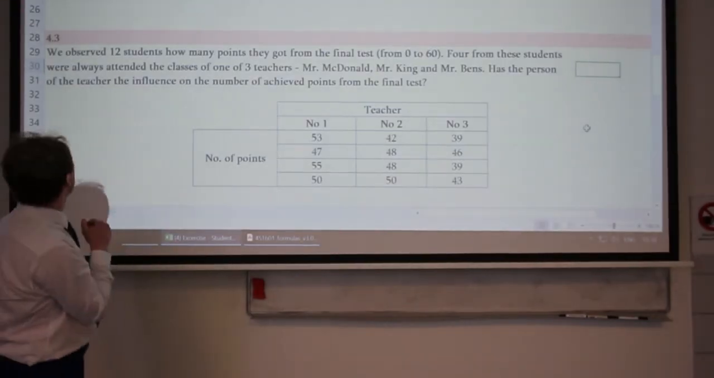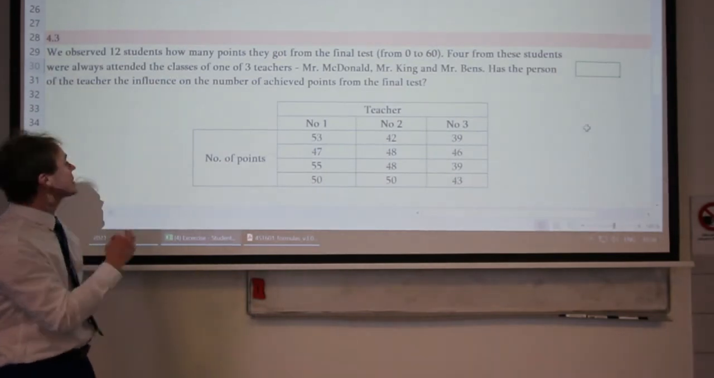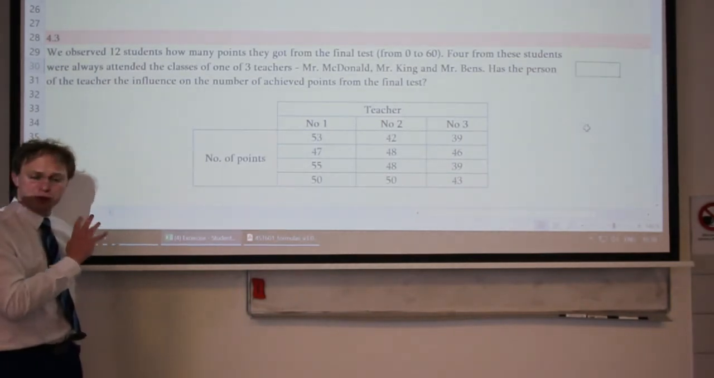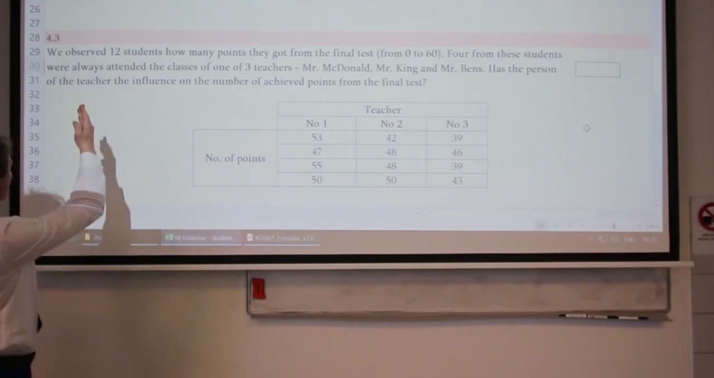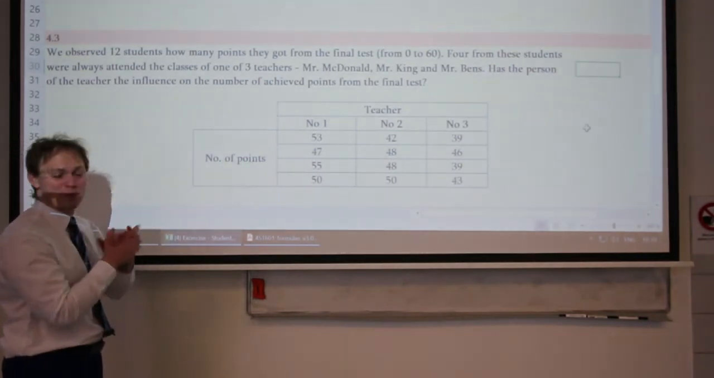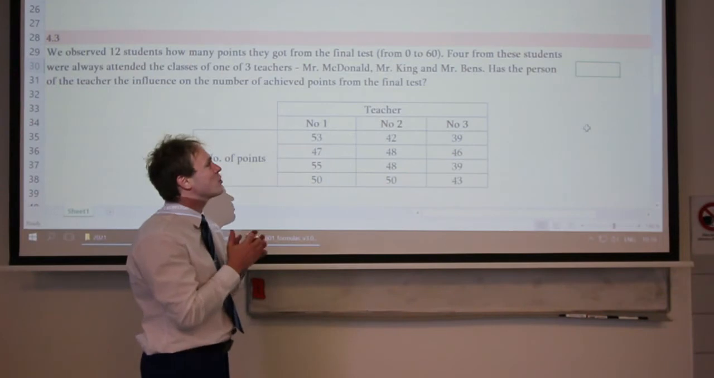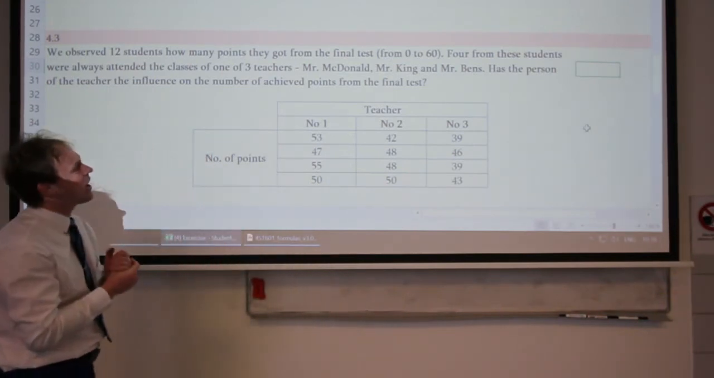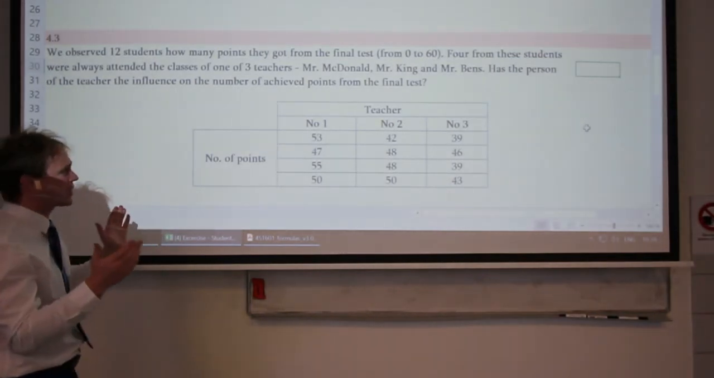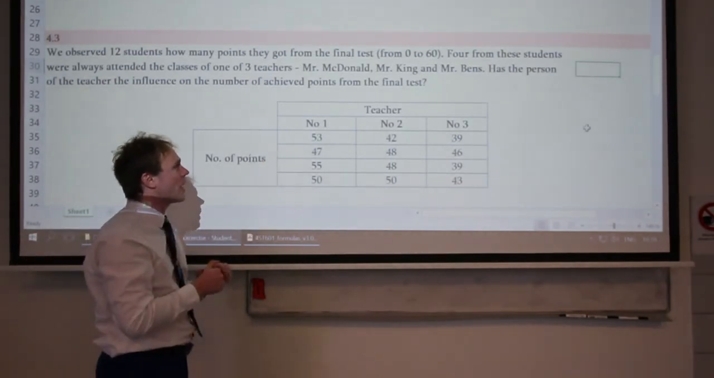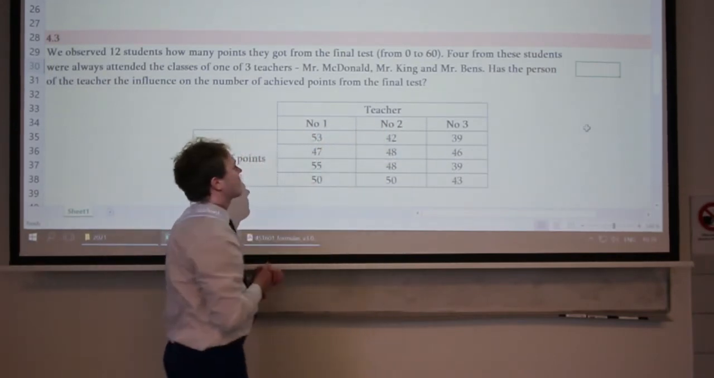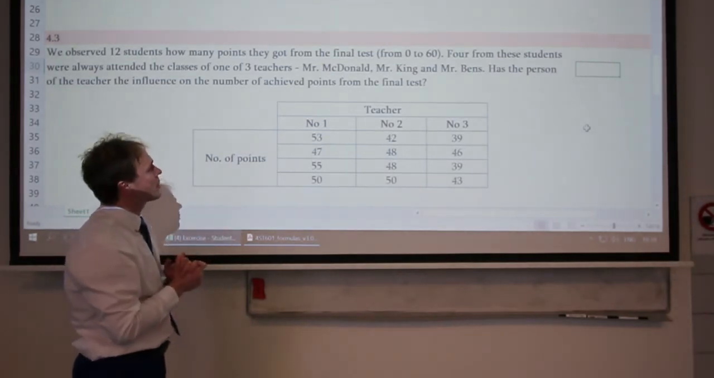We will move to a different type of analysis, but again, it will be a part of the analysis of dependence. We observed 12 students, and how many points they got from the final test, probably from statistics, because there is a range from 0 to 60 points. 4 of these students always attended the classes of one of 3 teachers. We have here fictive names, Mr. McDonald, Mr. King and Mr. Benz.